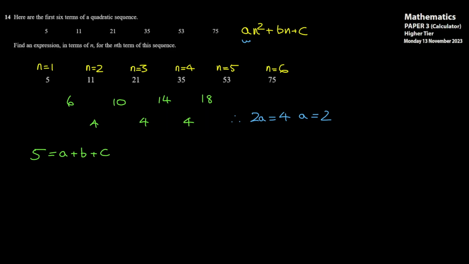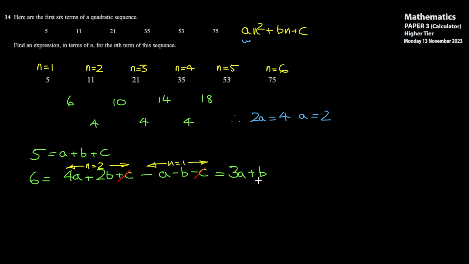And what about this number? Well, 6 is equal to the substitution of n equals 2 into this equation, which is 4a plus 2b plus c minus a minus b minus c. And I hope that makes that clearer. This is the substitution of n equals 2 into our quadratic sequence. This is the substitution of n equals 1. And taking them away, we got an answer of 6. So taking them away algebraically, the c's disappear. And I get 3a plus b.